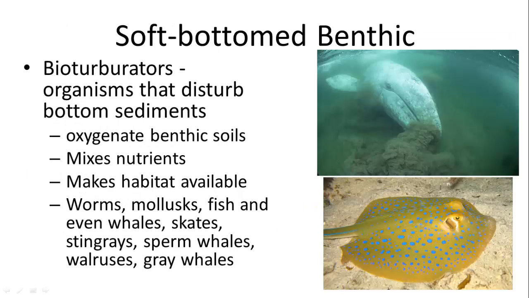Bioterminators are also very important to the ecosystem, and these are organisms which will go and mix up these areas which are otherwise undisturbed, and this will allow for nutrient mixing and oxygen and carbon dioxide, so that these resources are then available for others. So bioterminators are an example of a keystone species that can make nutrients available and increase the diversity of the area.